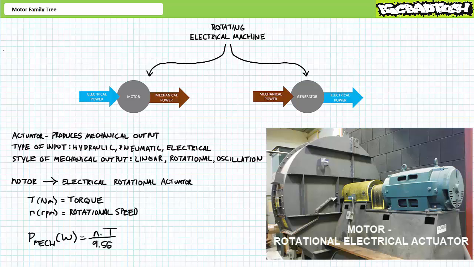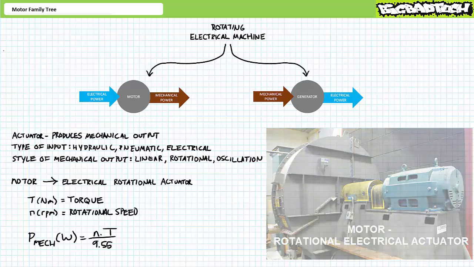Rotating mechanical power, as we'll learn in later lectures, is characterized by two measurable quantities: a twisting force known as torque, measured in units of Newton meters, and rotational speed, measured in revolutions per minute, or RPM. Mechanical power, in units of watts, is the product of torque and rotational speed divided by the constant 9.55.